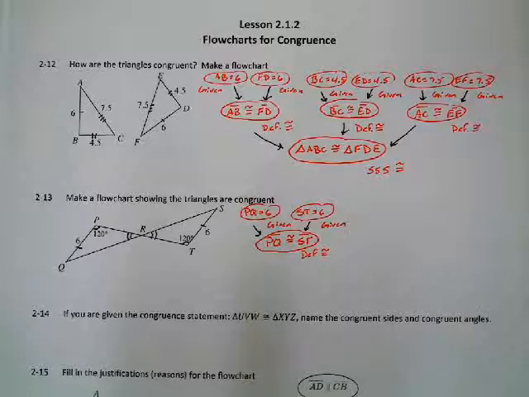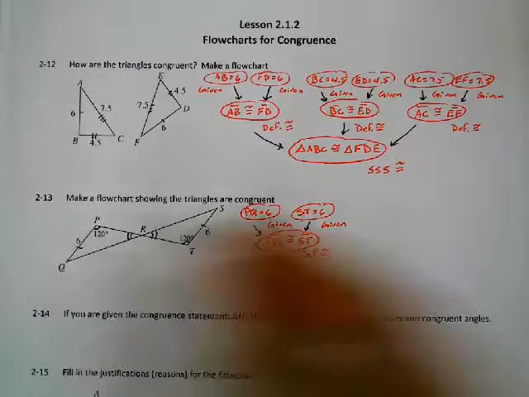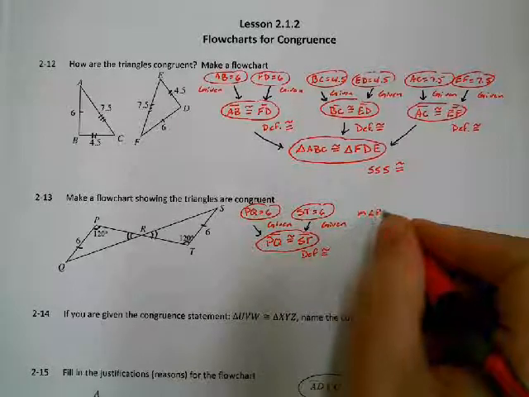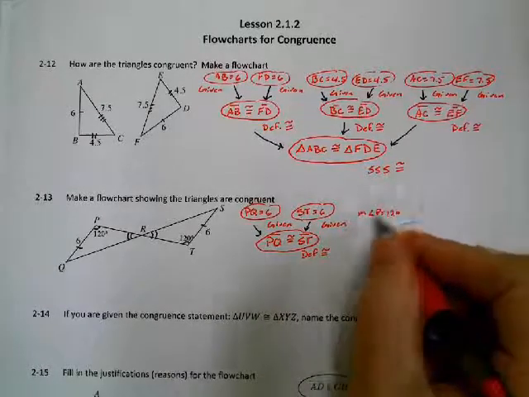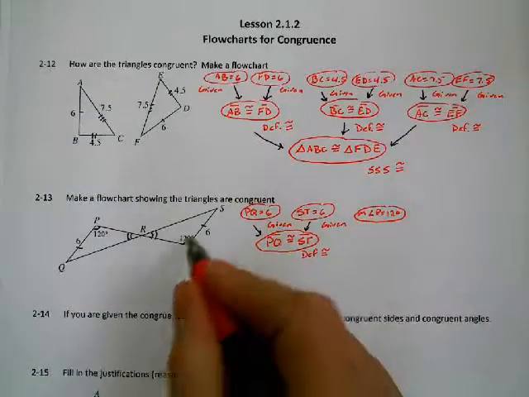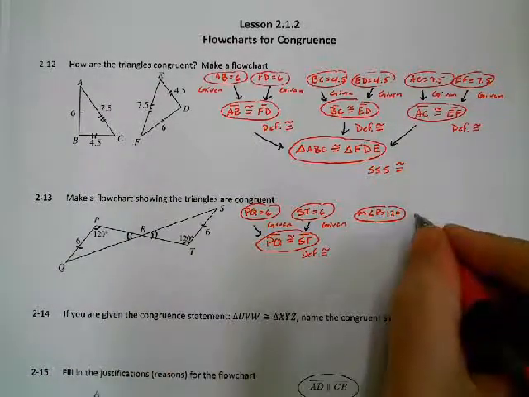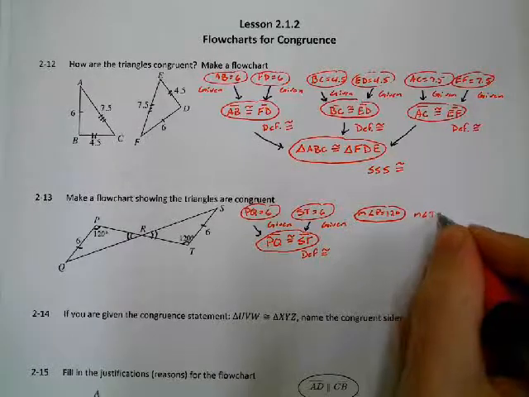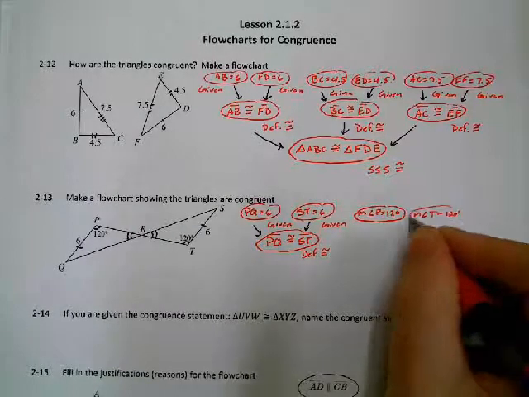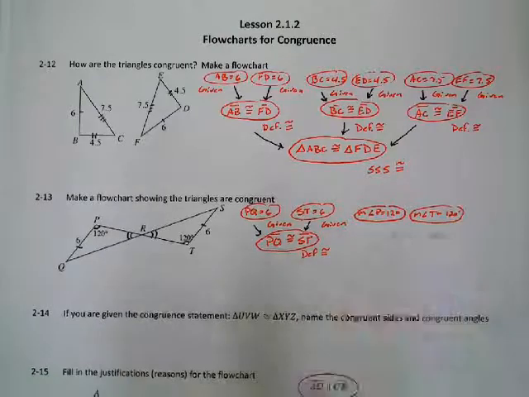Over here, the measurement of angle P is 20. That's given to us. 120, not 20. So I know the measurement of P is 120. I also know that the measurement of angle T is 120. So those were given to me.